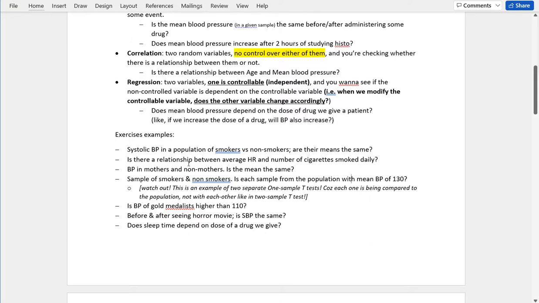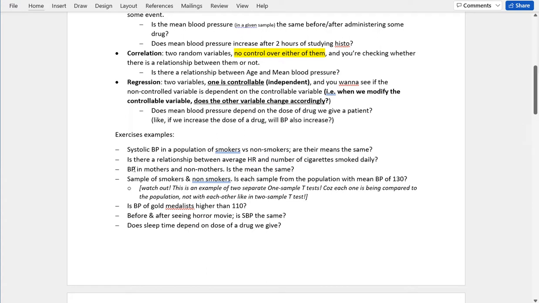You're checking for a correlation because you don't have a dial to affect the heart rate, and you don't have a dial to alter the number of cigarettes smoked. You're not going to go to patients and tell them, hey, could you smoke double the amount of your usual cigarettes for me? No, you don't do that. So number of cigarettes is just a thing a person does, and average heart rate is a thing a person has. Two random uncontrolled variables. I want to see, is there a relationship between them?